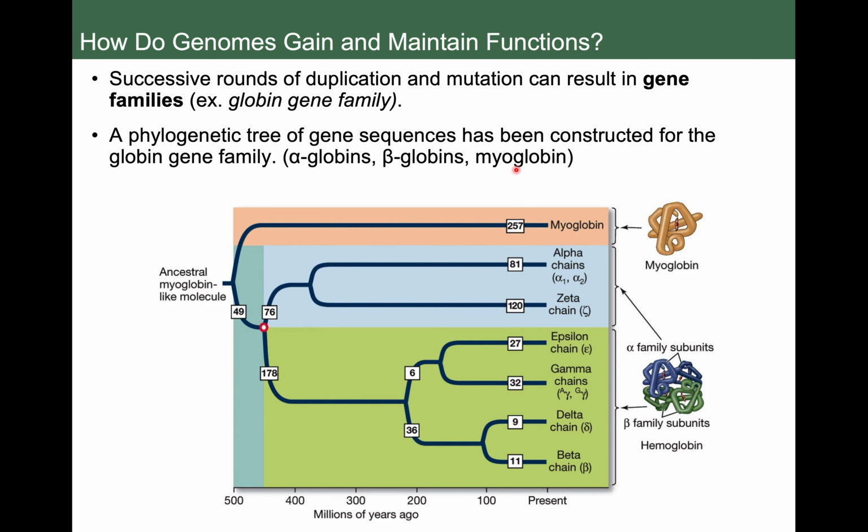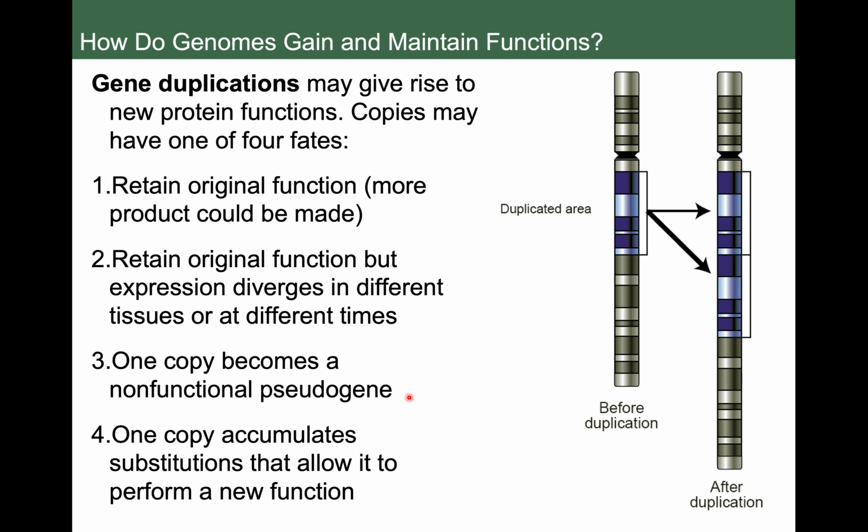Also includes sort of a more primitive version of hemoglobin called myoglobin, which stores oxygen in muscles. But we can see here in the human genome, there's multiple versions of these different globin genes, and it's believed that these have happened through multiple gene duplication events over time. So each one of these branch points here would represent a different gene duplication event. And if we zoom in and look at the function of these different genes, we really see all four of the different things that we were talking about here on the previous slide happening.